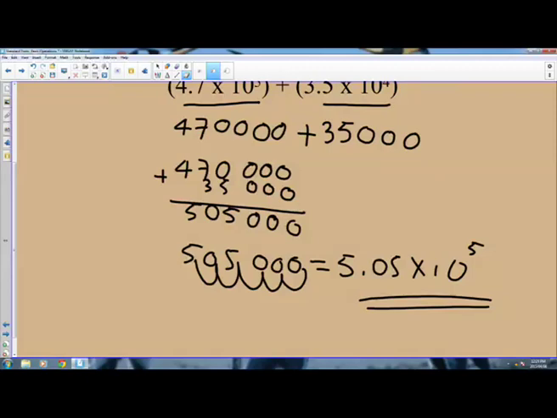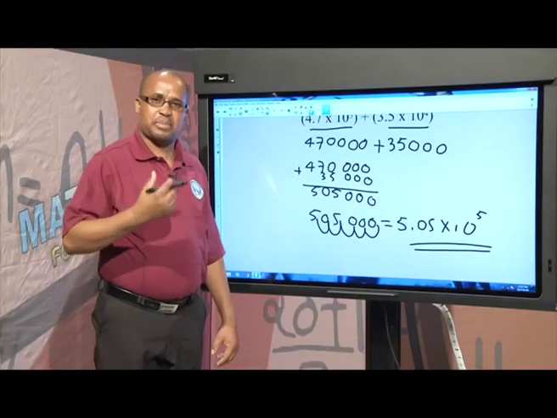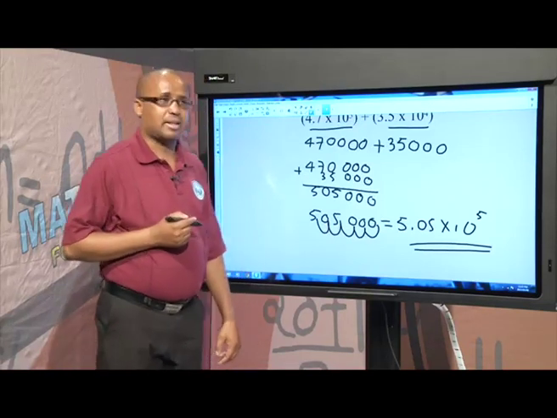You start by changing numbers into their ordinary form. Then if you are to add, you add. If you subtract, you subtract. Let us have a look at another example.